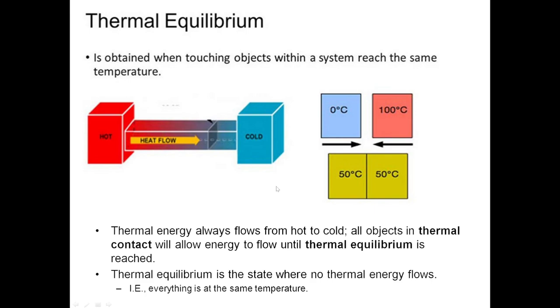When two things that are the same temperature touch, the net energy flow between the two is zero. So whenever you touch something and it does not feel hot or cold, that means it's at the same temperature as you, and there's no net energy flow for your nerve endings to detect.